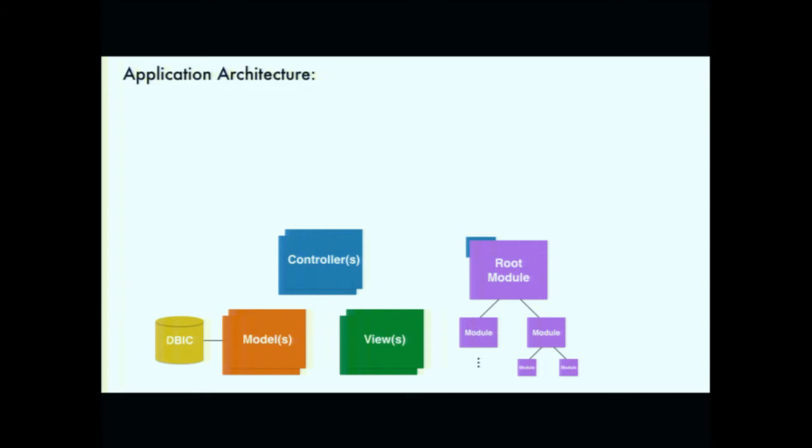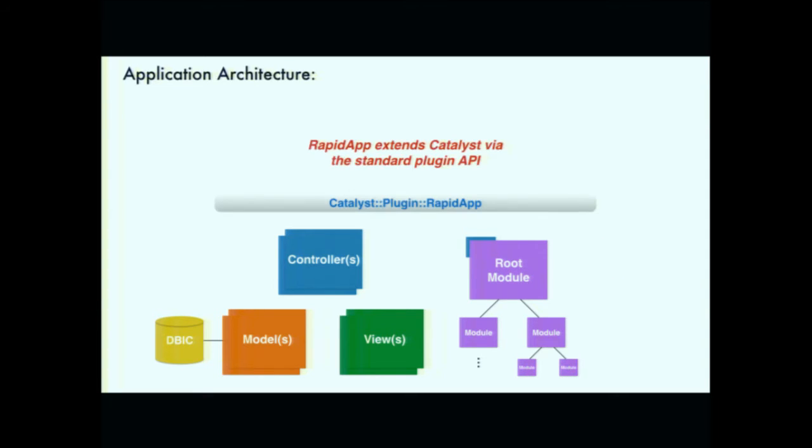And the way that a Catalyst application becomes a RapidApp application is through the standard plugin API. As we'll see, you simply load the RapidApp plugin, and now you have this extended environment where you can write still models, views, and controllers, but also modules that do all these powerful things.